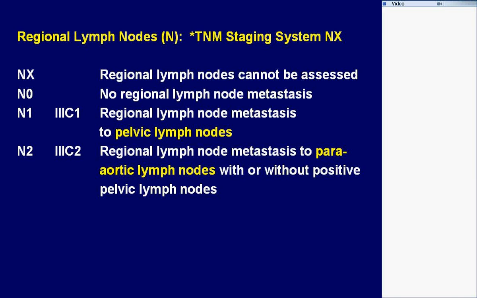Okay, the next category is regional lymph nodes. Nothing much to say here, except that it is important, obviously, to specify whether it is pelvic or para-aortic. This is now regarded as N1 or N2 in the TNM category. And there are some recent papers which say that if the para-aortic lymph nodes are involved, then the prognosis is actually worse.